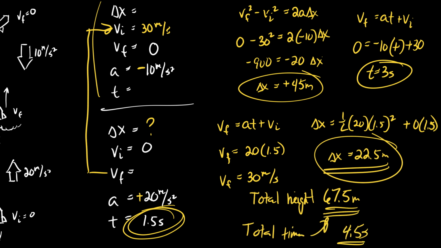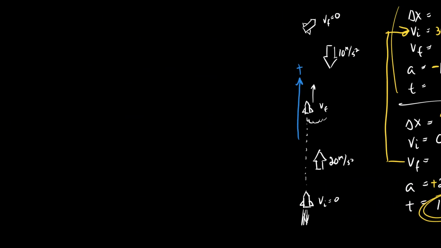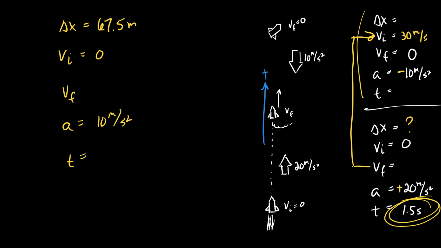That's not the answer to the question, though. The answer to the question was total time in the air. The rocket comes back down. So I have to figure out how long it takes the rocket to come down, assuming a delta x of 67.5 meters, and an initial velocity of 0, a final velocity that's unknown, but an acceleration of 10 meters per second squared. I should be able to figure out how long it takes for the rocket to fall all the way back down.